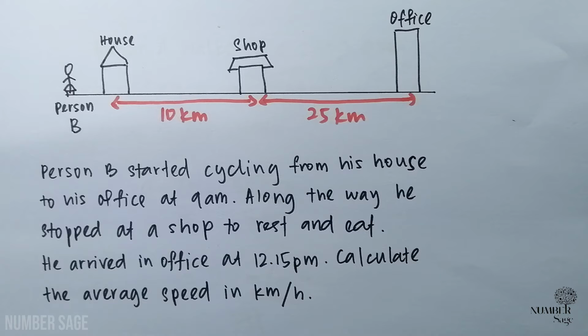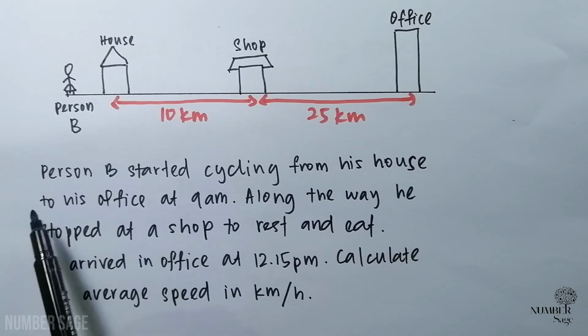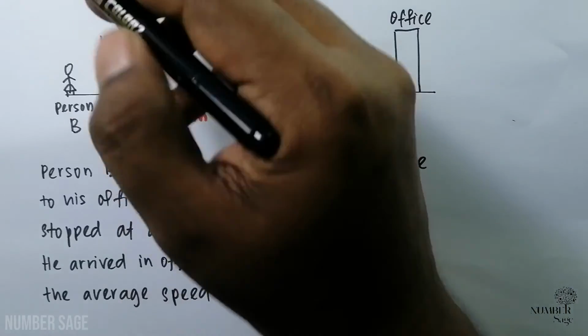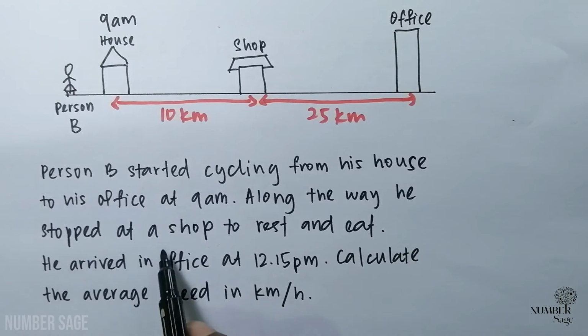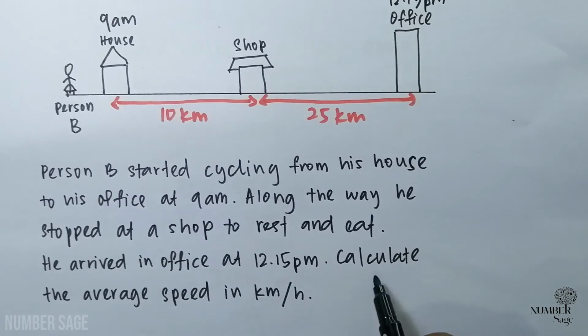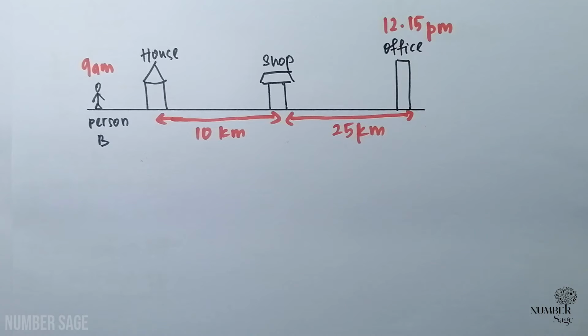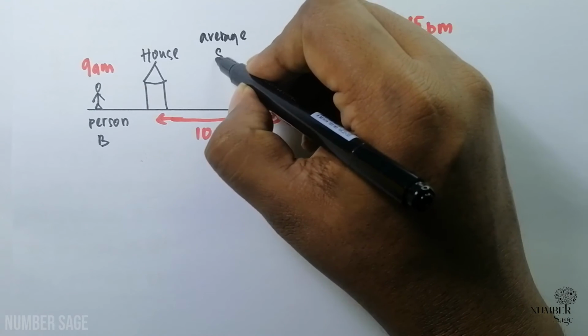Now, let us look at another example. The question reads, Person B started cycling from his house to his office at 9 a.m. Along the way, he stopped at a shop to rest and eat. He arrived in office at 12:15 p.m. Calculate the average speed in kilometers per hour. The question wants us to find the average speed.